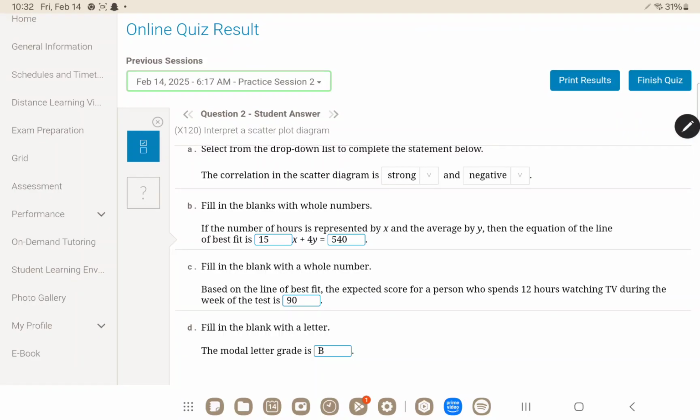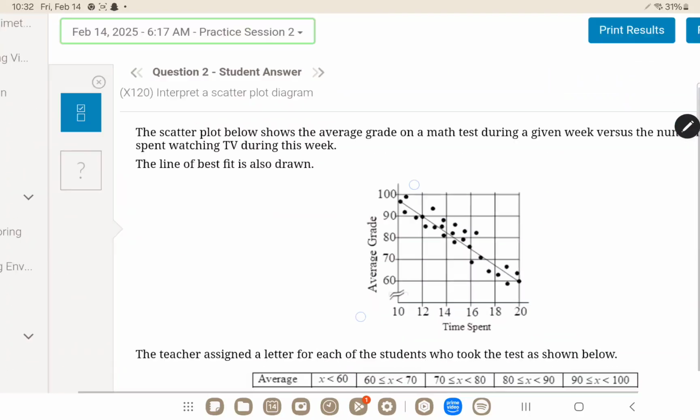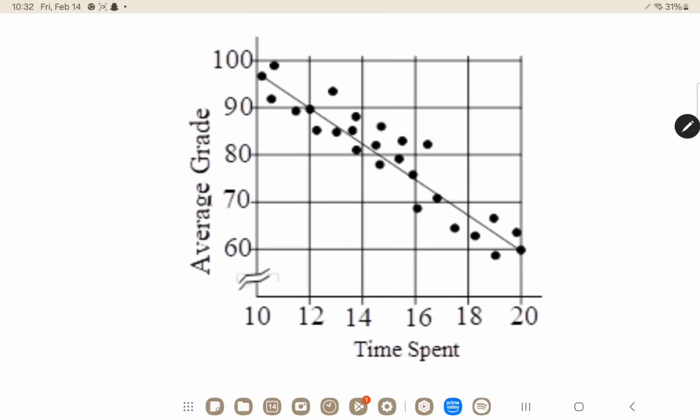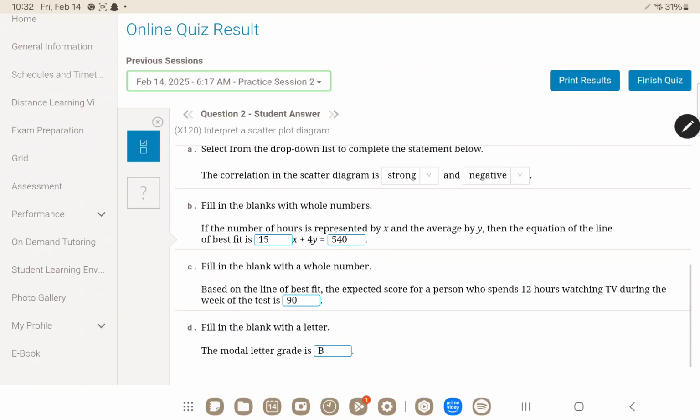Now part C. Based on the best fit line, the expected score for a person who spends 12 hours. So we're going to go back to our graph. We're going to go to 12 hours. We're going to go up. They're expected to get a 90. And that's how you find it.